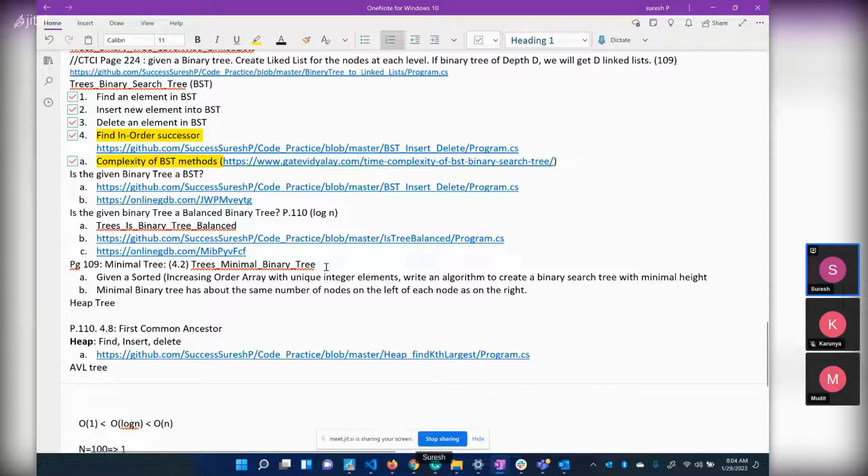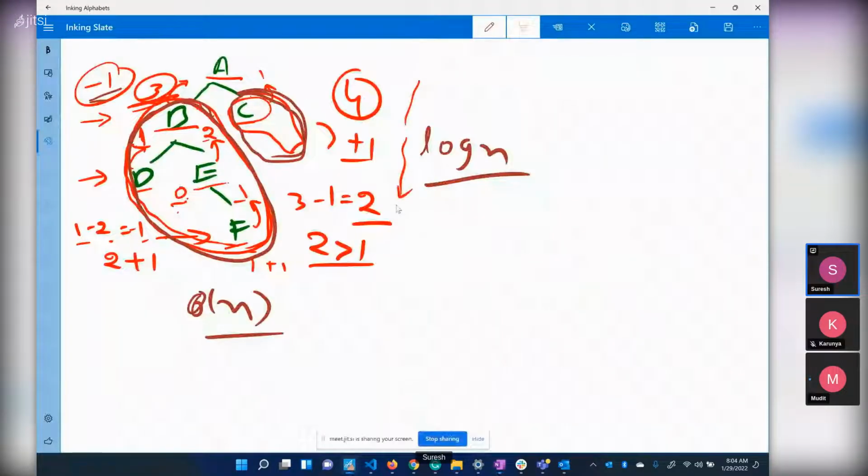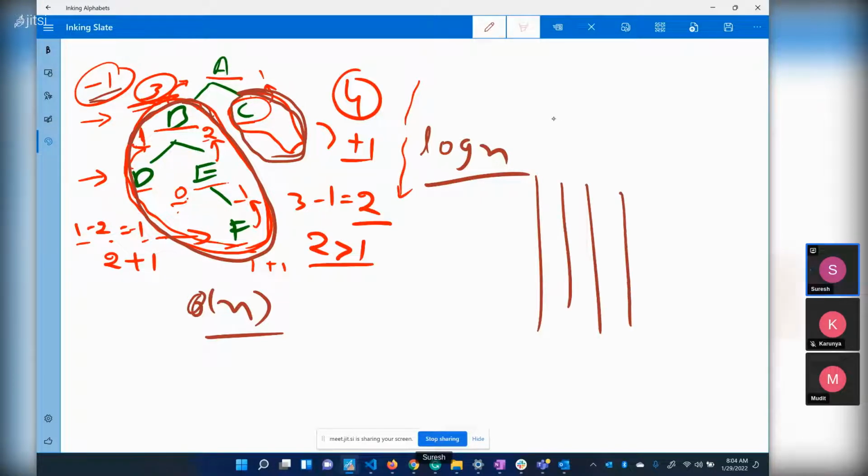Yes, it is the minimal binary tree. What is that? Go ahead, Madhu. Yeah, I was saying that for these recursive problems, we can dry run on paper by drawing a table, with columns, so it will be easy to follow the number of iterations, for understanding purposes. That's good. Yeah, we should do that actually.